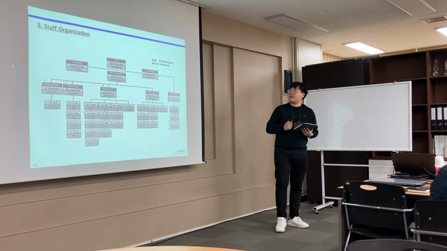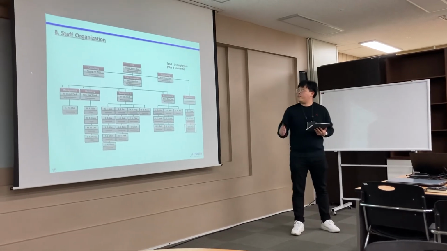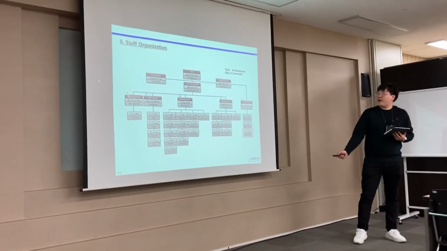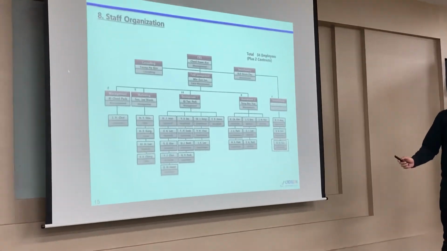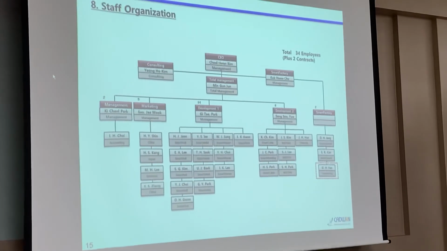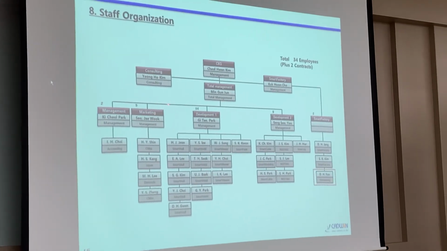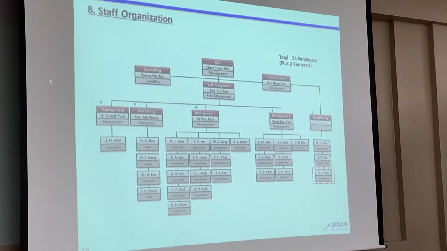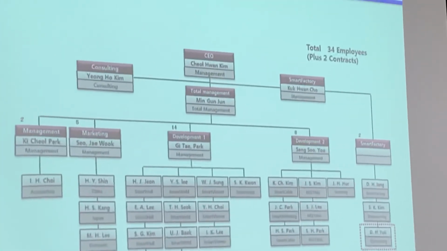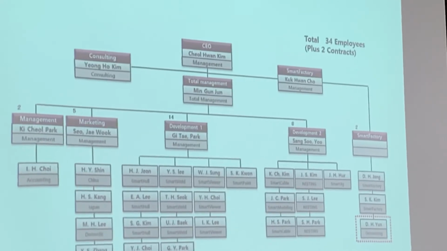And lastly, this is our staff. We have 34 employees under the CEO. We have four teams: consulting, smart factory, marketing division, and the developer team, 1 and 2.